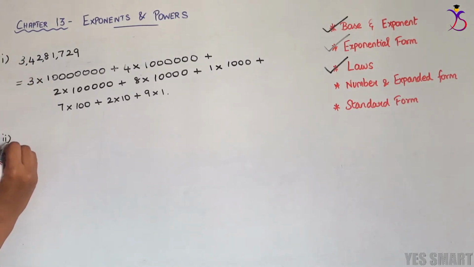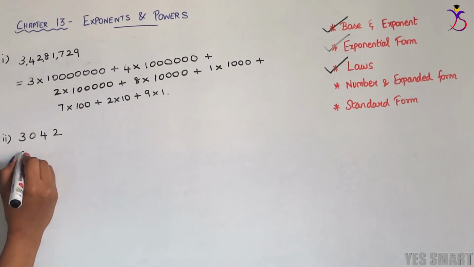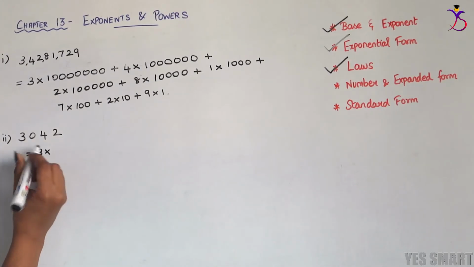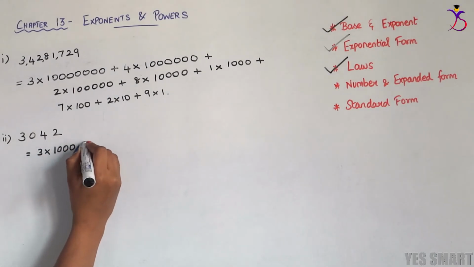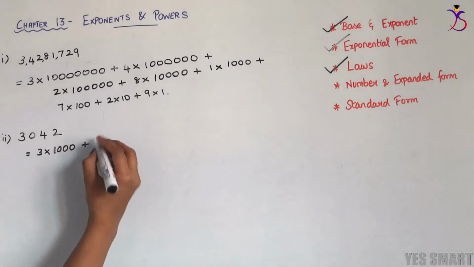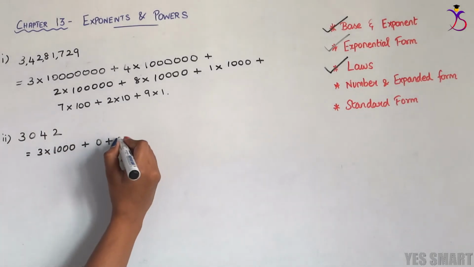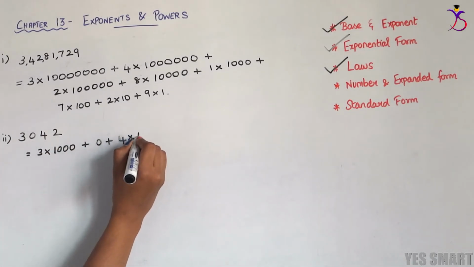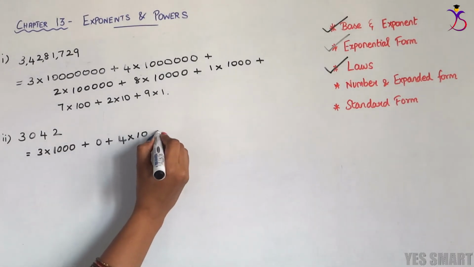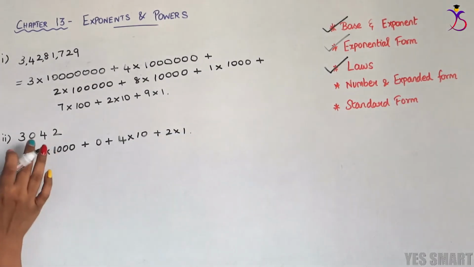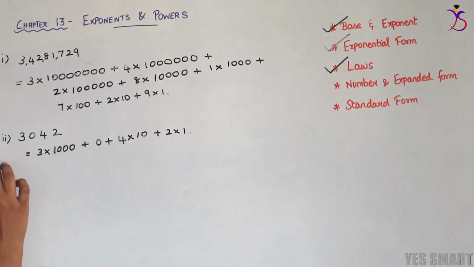Now let's look into the other example, 3042. While we expand this, 3 into 1, 2, 3, so 3 zeros, then it is 1000, because 3 is in the 1000 place, plus 0 into 100, that doesn't give any meaning. If you write 0 into 100 or simply 0, both are the same, plus 4 into 10. This is because 4 is in the 10th place, and we have already expanded the first digit as 1000, the second digit is 0, so the 100th place is 0. Now the 10th place, plus 2 into 1.